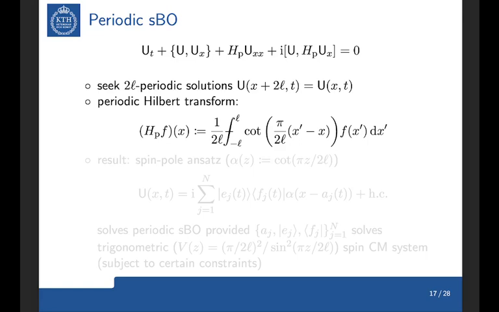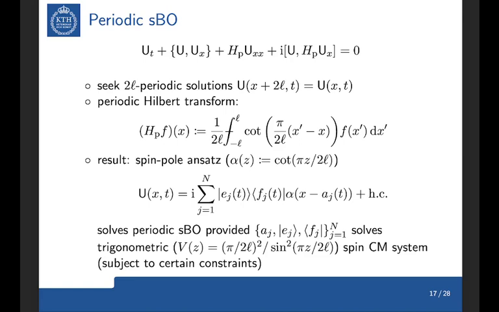The following result is established completely analogously to the previous one. If we make a spin pole ansatz for the periodic Benjamin-Ono equation, so this is written at the top with the periodic Hilbert transform, here alpha is this cotangent function, and HC indicates Hermitian conjugate, it can be shown that this will solve the periodic spin Benjamin-Ono equation, provided the parameters in the pole ansatz solve the trigonometric spin CM equations of motion, subject to constraints which are analogous to those in the rational case on the previous slides.